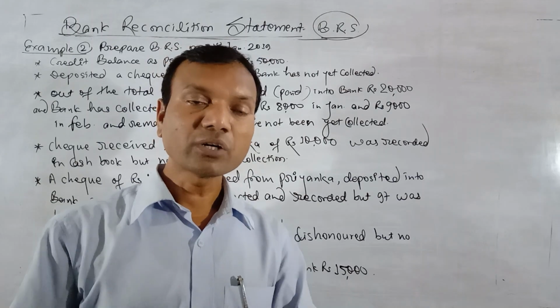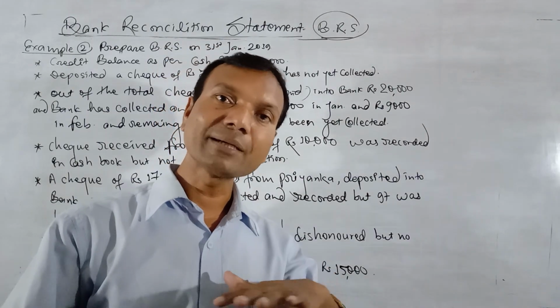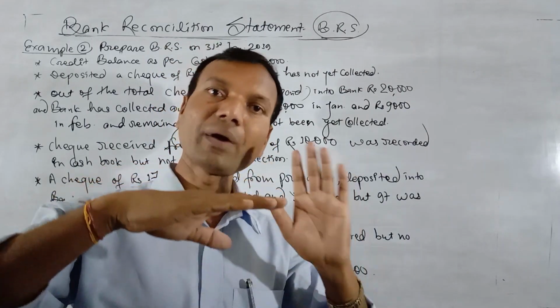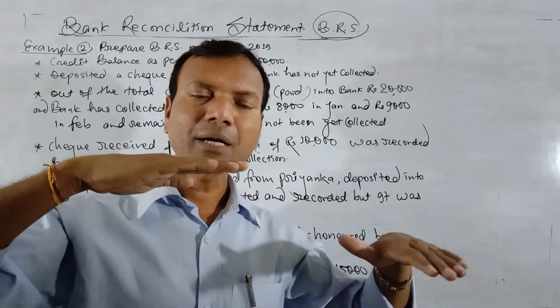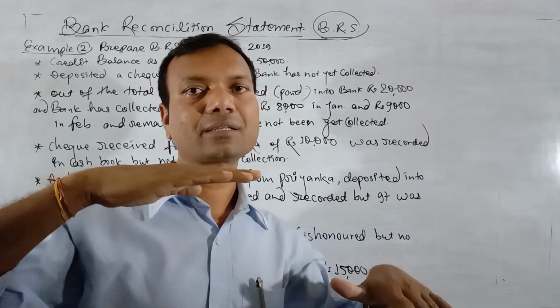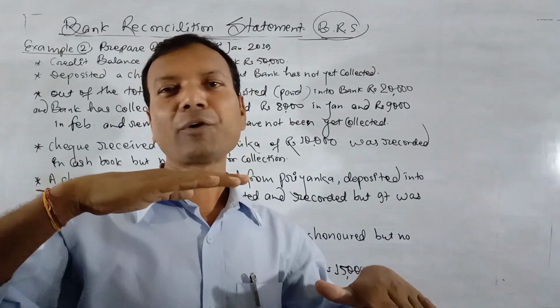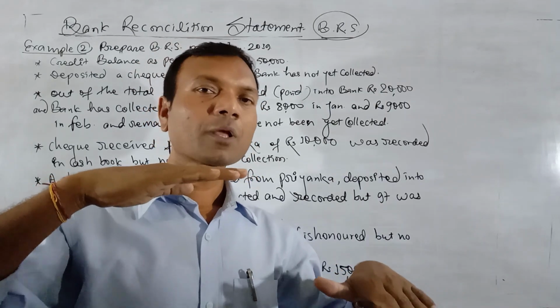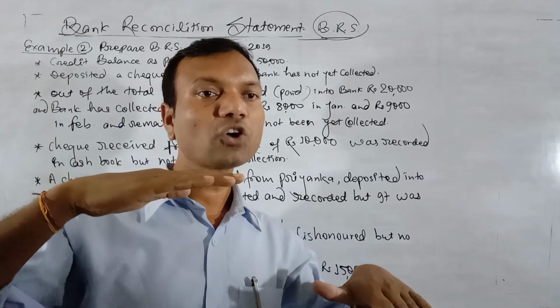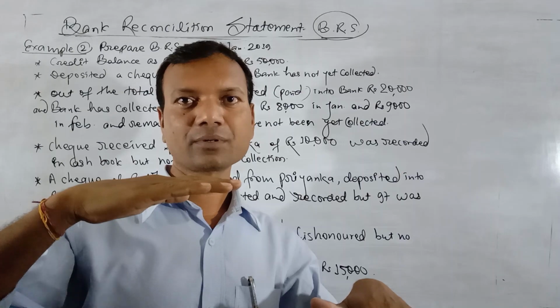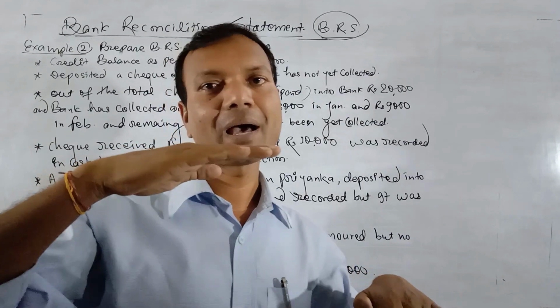Why? Because when we deposited the check into the bank, we recorded it in the cash book and increased the balance of the cash book, but the bank has not yet collected the amount of the check. That's why the bank has not yet credited our account. The bank has not increased the balance of the passbook. It makes the difference in the balance.